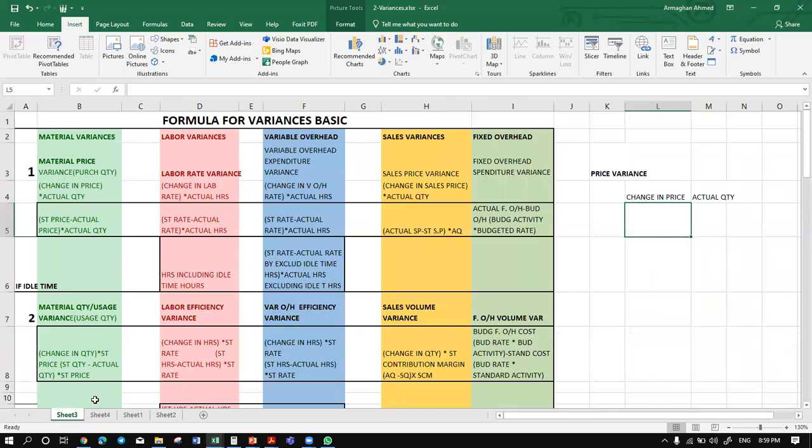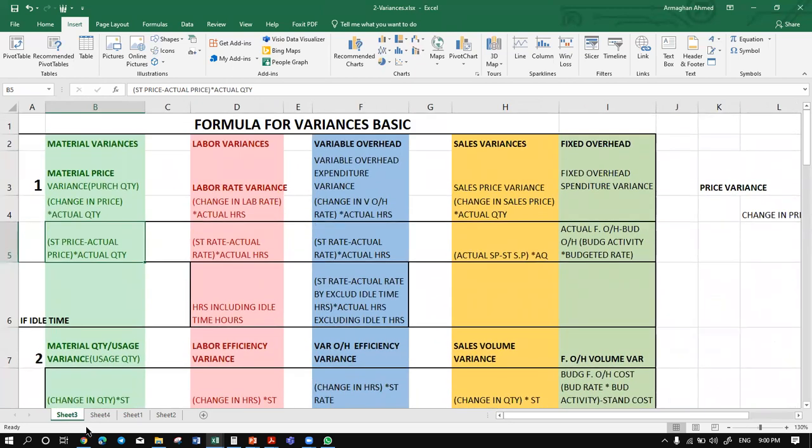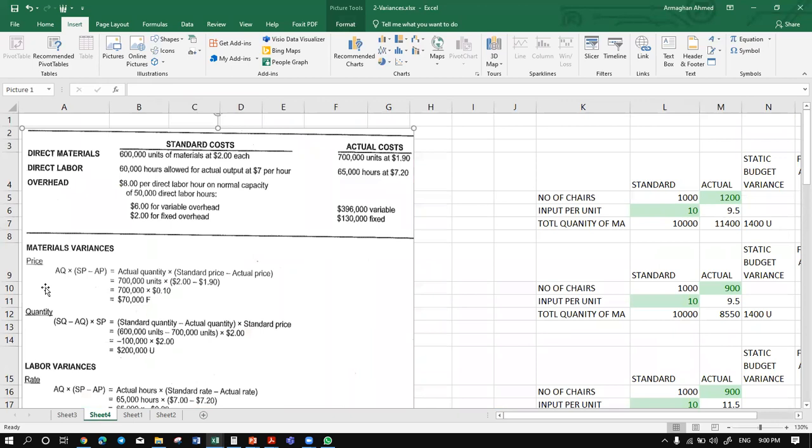Our formula was what? Change in price means standard price minus actual price. Our formula is very simple: standard price minus actual price into actual quantity. So what is the standard price we have here? 2 or 1.9? What is the standard price? For Saqib, yes, sir, what is the standard price? $2 or 1.9?